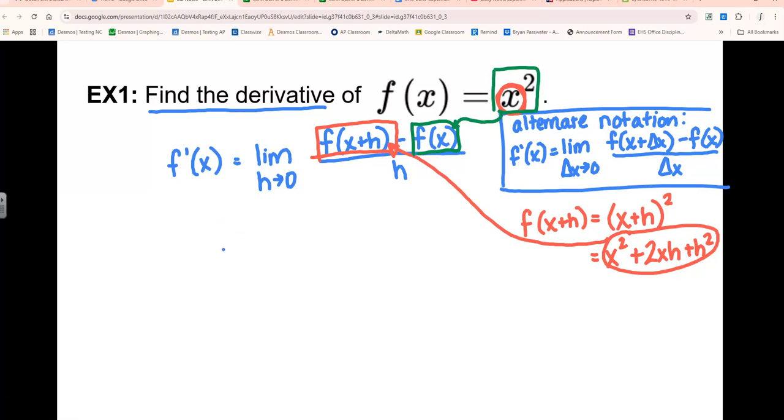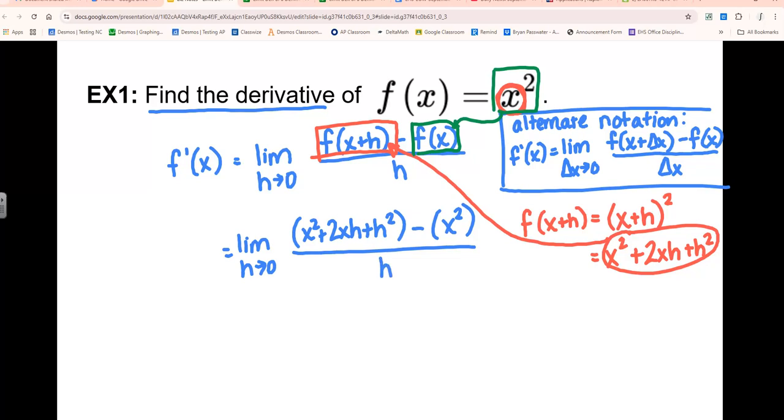So I've got the limit as h approaches 0 of x squared plus 2xh plus h squared minus x squared all over h. Again, on this problem, it doesn't matter if you have the parentheses, but on lots of them it does. So put parentheses around each one of those when you plug those in. So on this one, I would distribute the negative. It just makes that a negative x squared, which is very easy to see here.